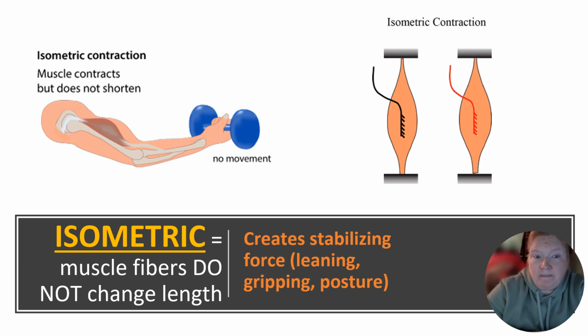Then we have one more type called isometric. In isometric, the muscle fibers don't change in length, but that doesn't mean they're not working, they're not contracting. What they do is create a stabilizing force. Like when you're leaning or gripping or to maintain your posture. So holding this arm out like this, if I am not doing anything, I'm now in isometric, but it's going to take some effort to do that. That is an isometric contraction.